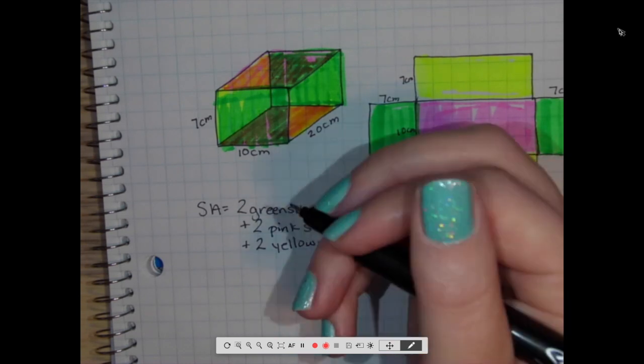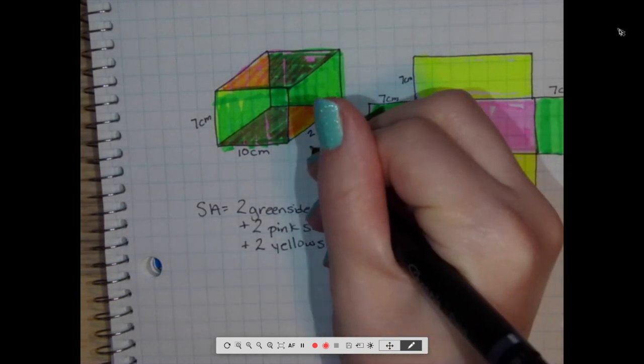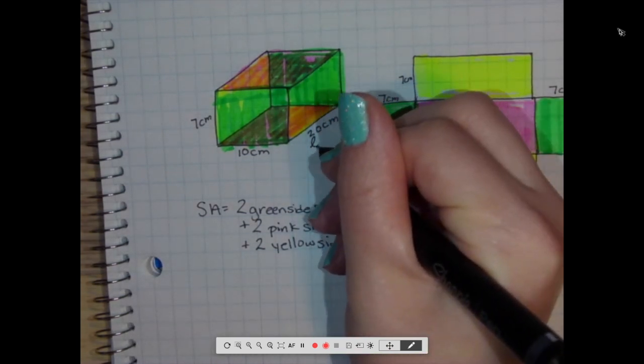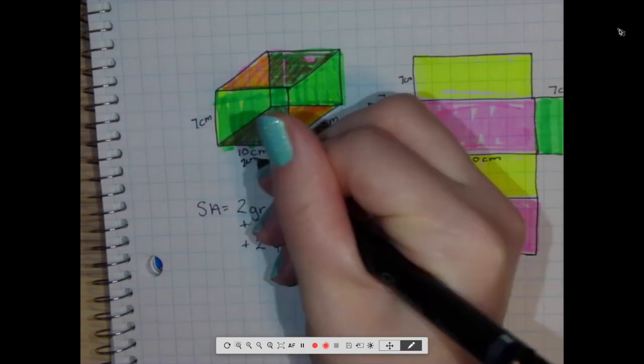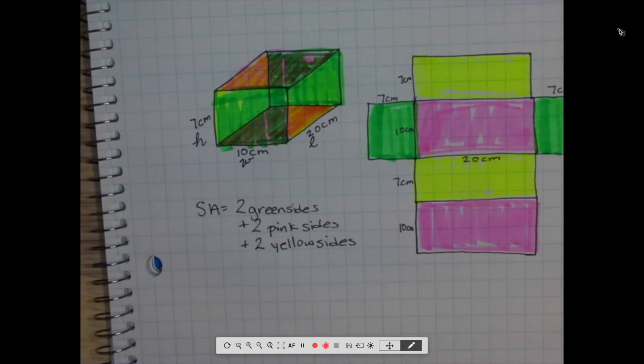I try to think of these dimensions as length, width, and height. So I usually take this longer side to be my length, this side here to be my width, and this to be my height. And we do our cursive symbols for whatever reason.